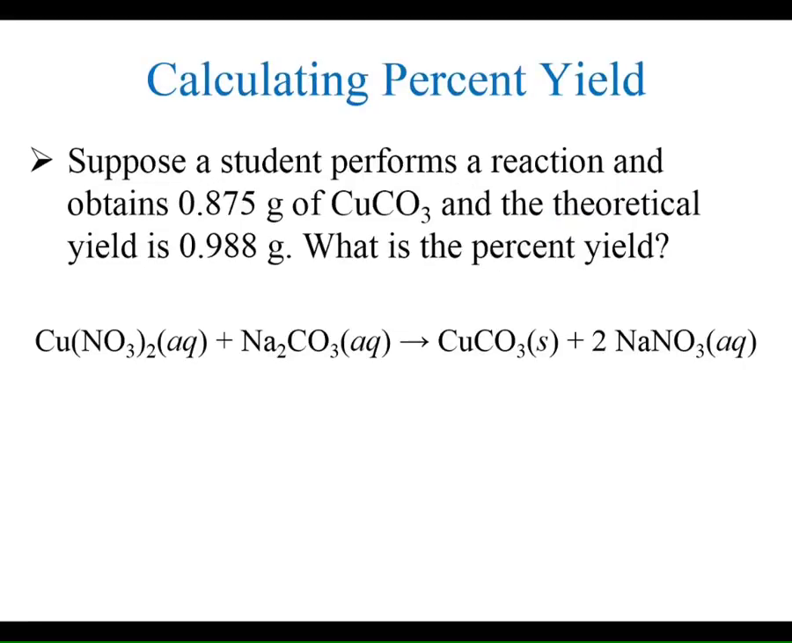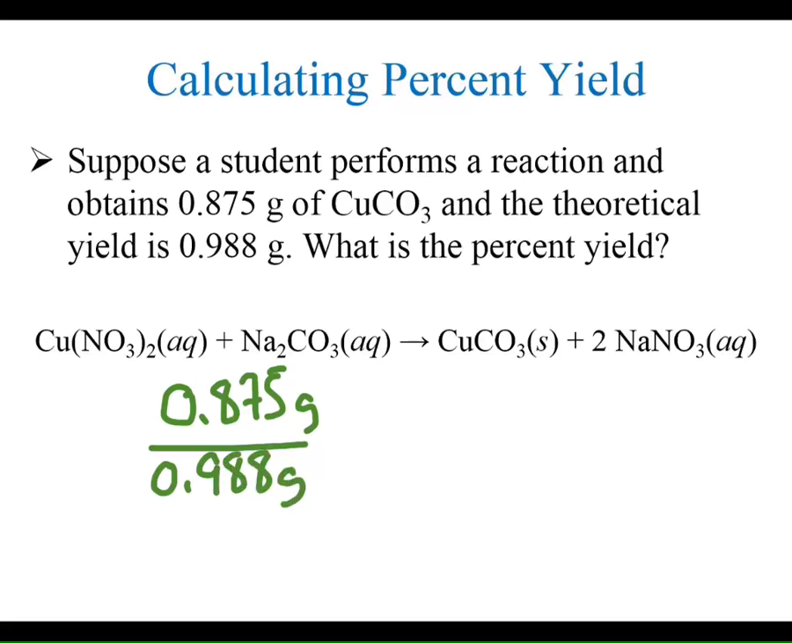Okay, let me see if I can squeeze one more in real quick. Let's say a student performs a reaction and they got 0.875 grams of copper II carbonate, but the theoretical yield they should have got was 0.988 grams. What would the percent yield be? Percent yield is actual over theoretical times 100. So actual 0.875 over theoretical 0.988, times 100. How did I do? Obviously, the closer to 100%, the better. So what is it? 88.6%. 88.6% is my yield.